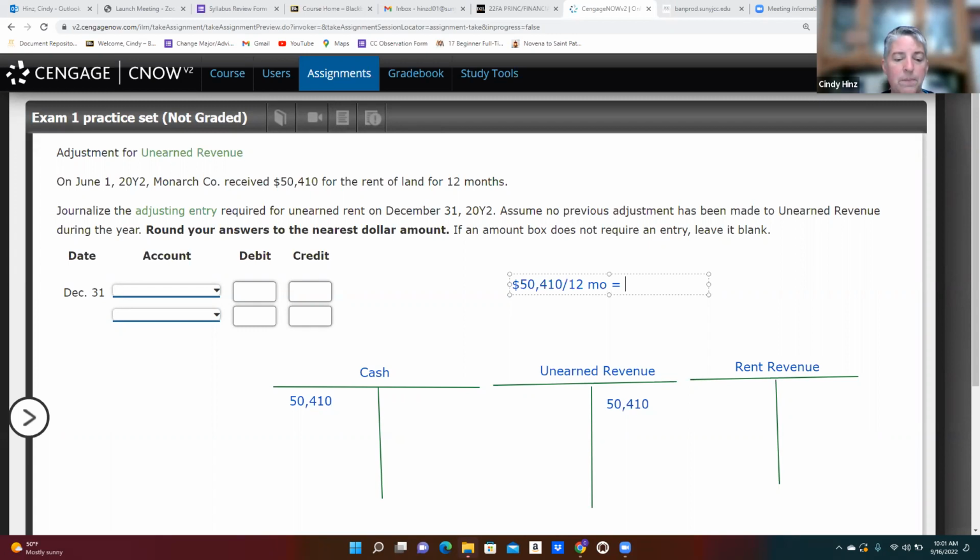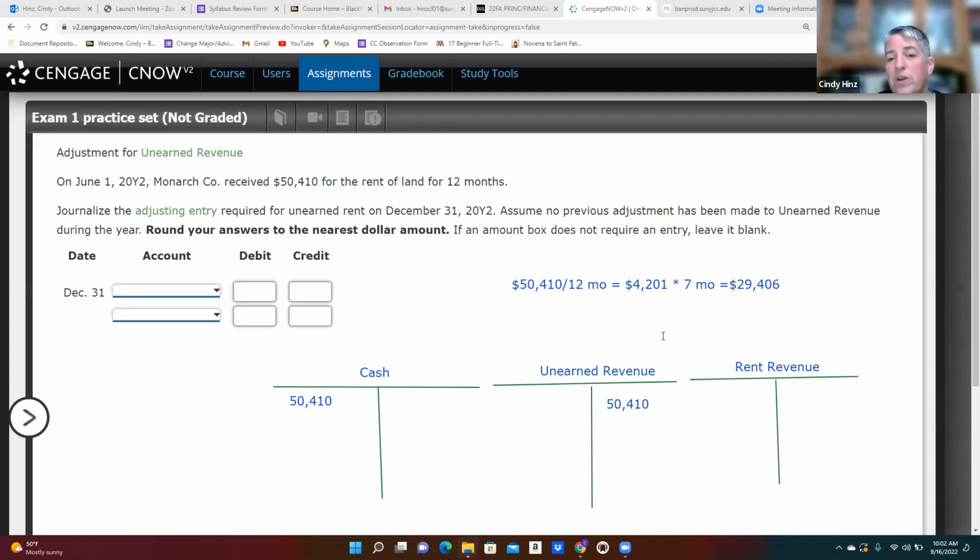So it works out to be, again, it doesn't work out neatly. We're going to have to round, but it works out to be about $4,201 per month. And they've had the use of this land for 7 months. So if I multiply that by 7, it comes out to, at the end of the year, again, rounding to the nearest dollar, we have now earned $29,406 of that initial payment.